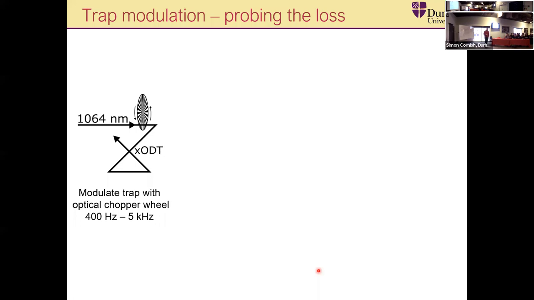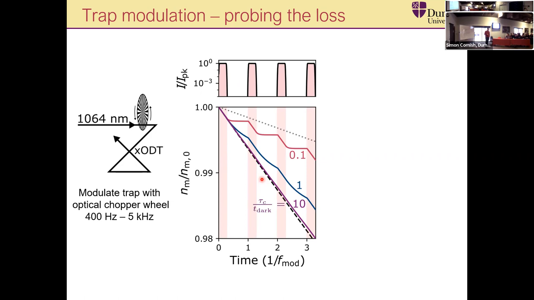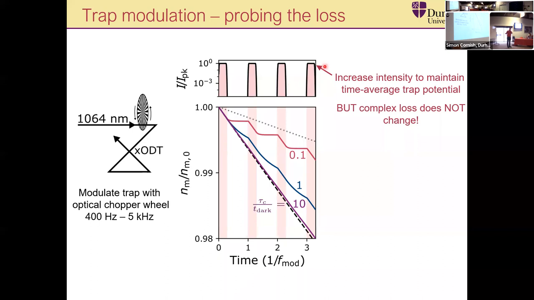So what happens if we chop the trap? This is a diagram of what would happen. We switch the trap on and off. When the trap is on, we've got this fast loss. But when the trap is off, if it's off for long enough compared to the complex lifetime, then nothing is going to happen to the complex in that time. So we turn off this loss mechanism. We increase the trap intensity in order to maintain the same time-averaged potential, but that doesn't change the loss, because the loss is totally intensity independent.